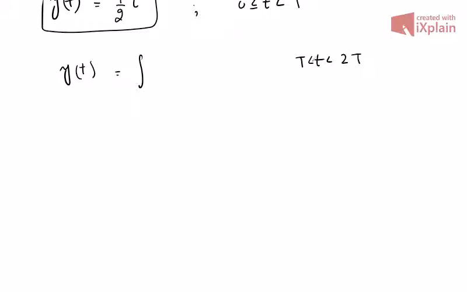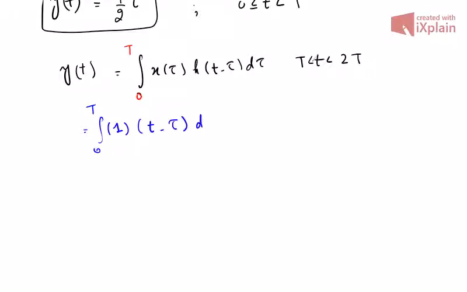So the limits of our integral are from 0 to capital T, and it's the same x of tau h of t minus tau d tau. So we can evaluate this integral from 0 to capital T. X of tau is unity, and h of t minus tau, we already have found the equation for this one.